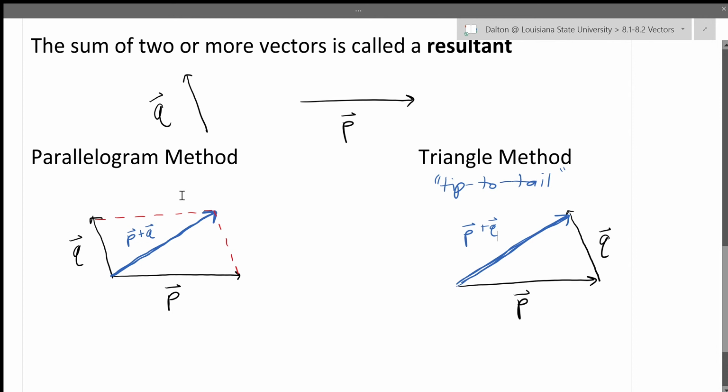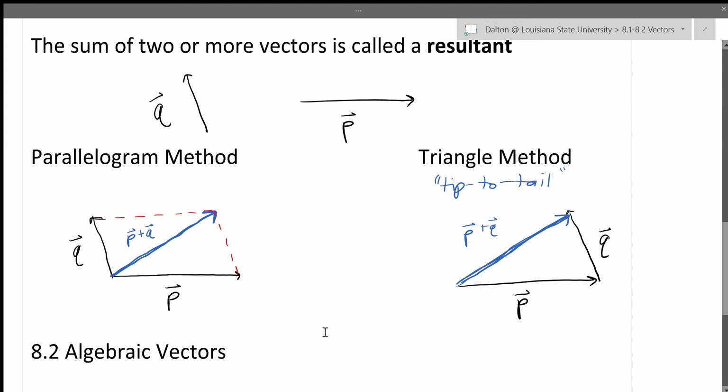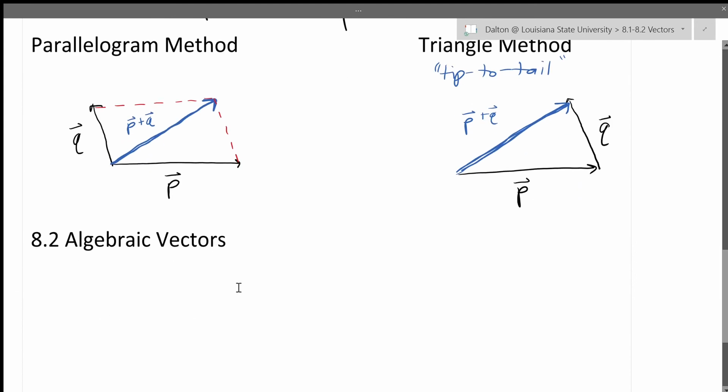Okay, so that's a little dabbling in 8.1, which is geometric vectors. We're now going to move to algebraic vectors. You can call this now 8.2, algebraic vectors. And this is where we're going to actually assign numbers to the coordinate plane and put vectors on a coordinate plane.